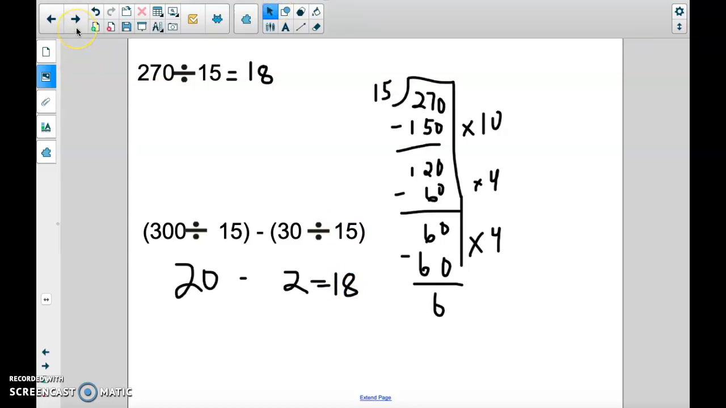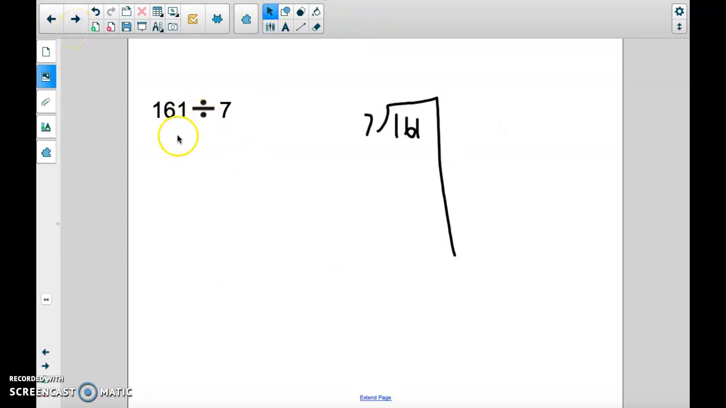So last one, right? 161 divided by 7. Try to use that concept to help you with this one. Okay? Hit pause, solve it, and then hit play.